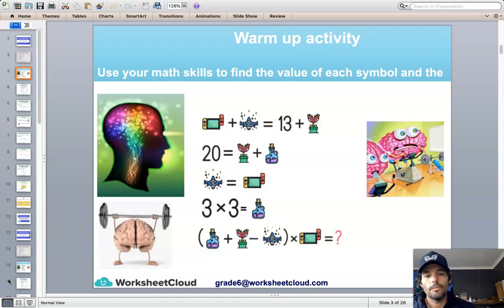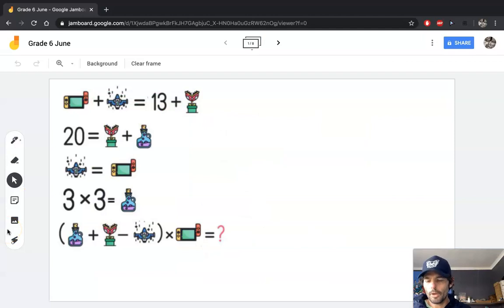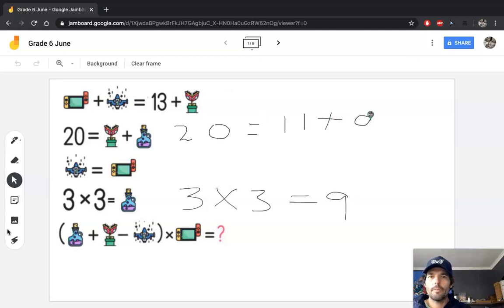Right, off you go. So I'm going to start on the fourth line where it says 3 times 3, and we know that 3 times 3 is equal to 9. Okay, I'm then going to go up to the second line, and I know that 20 is equal to 11 plus 9, so the Venus flytrap needs to be 11. I can then go up onto the top line, and I know that 13 plus 11 is equal to 14.